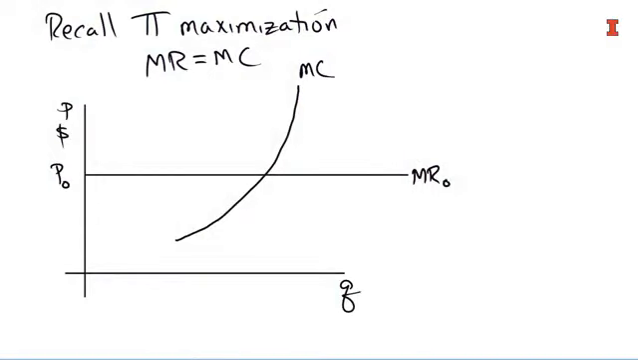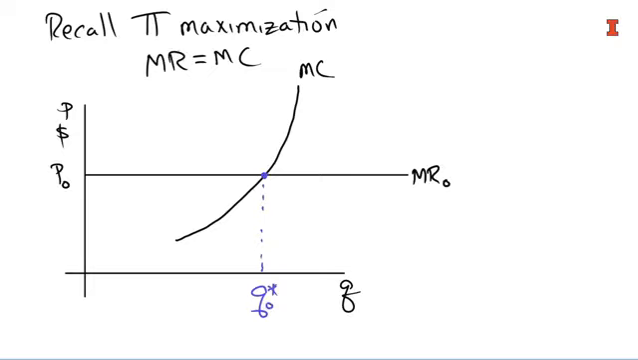So that's why we have that horizontal line, which we call marginal revenue, the change in revenue. And of course, this means for profit maximization that the firm will want to set marginal revenue equal to marginal cost, and we'll call this q star sub 0, associated with the price of P0.